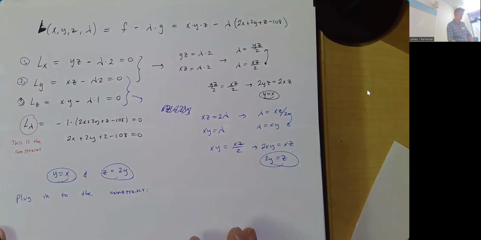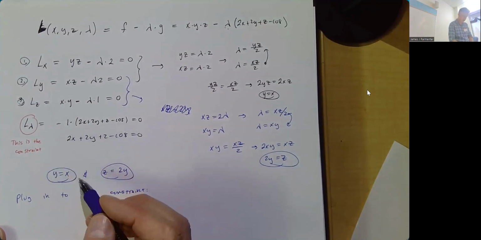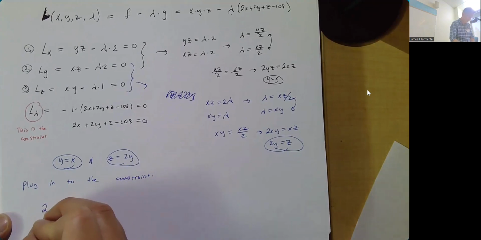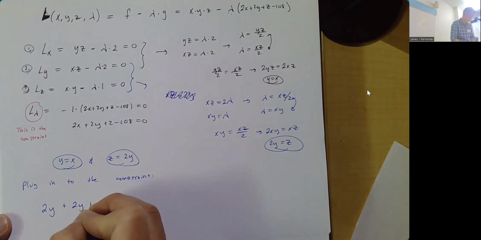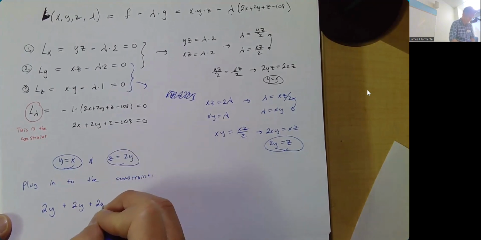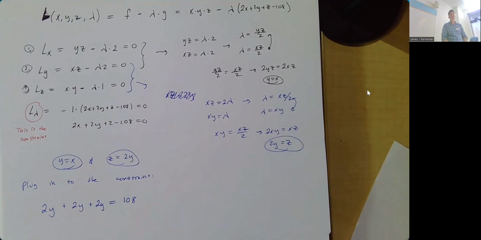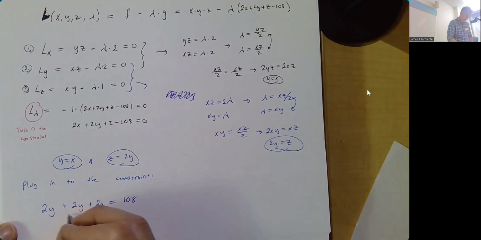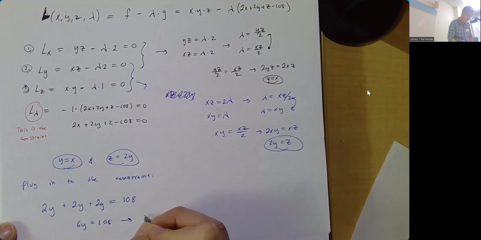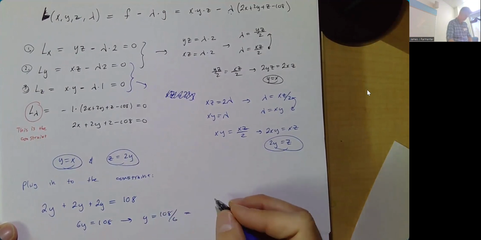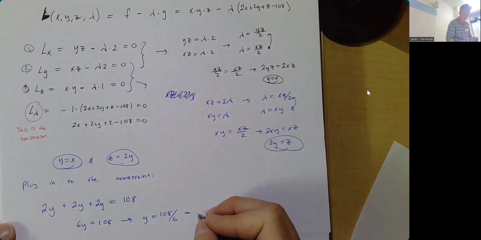So plugging back into the constraint, you're going to have 2 times x, which is now y, plus 2y, plus z, which is also 2y, and I prefer to say equal to 108 as opposed to minus 108 equal to 0. Add this together, 6y equals 108. That means y is going to be 108 divided by 6, which is equal to what? 18, I think. Yeah, that sounds right. 18.